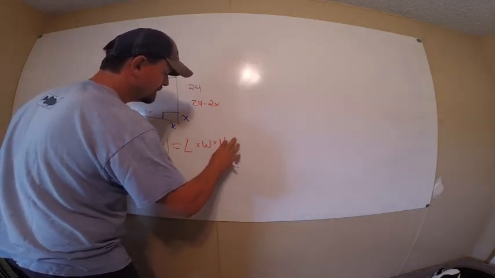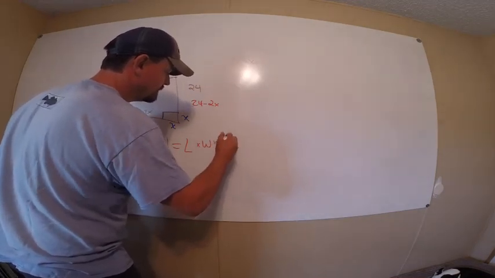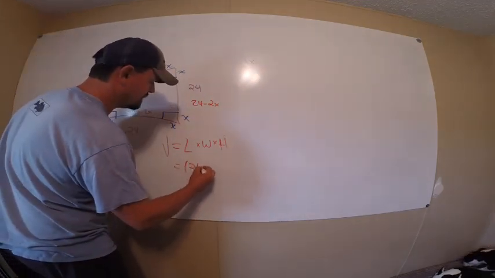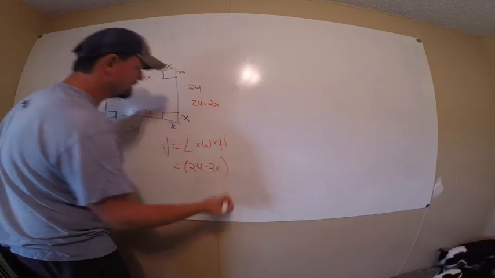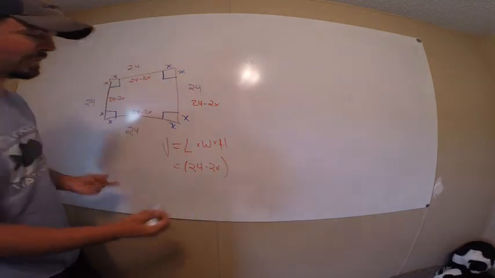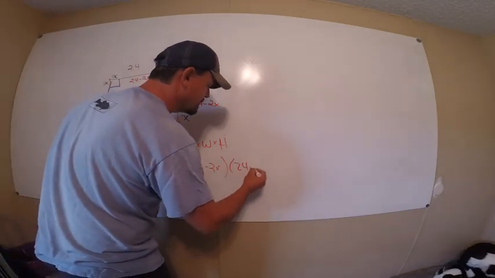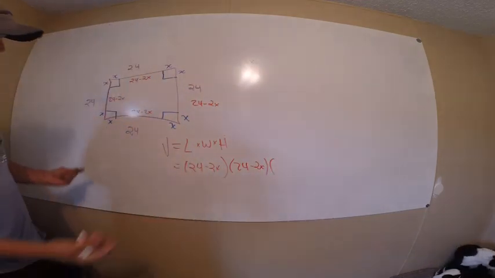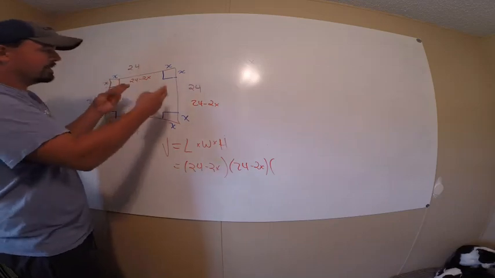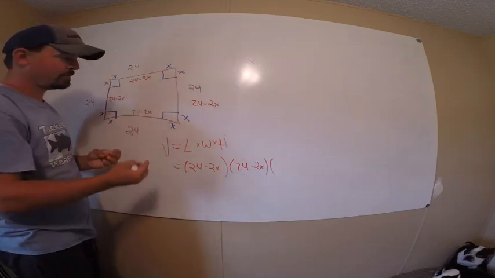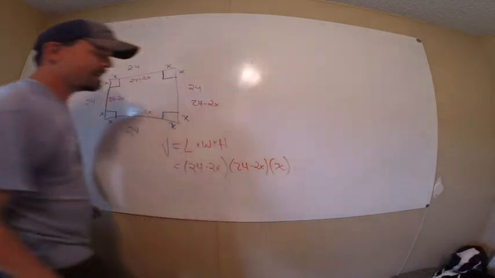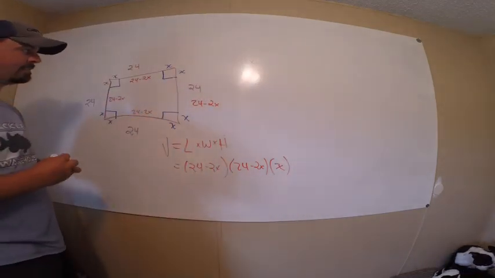Oops. Write my h correctly. And what you get is 24 minus 2x for your length. Your width is on this side. It's the same thing, 24 minus 2x. Now the height is what really kind of messes with people. When I fold this up, so if I take this piece and fold it up, it's only going to be a height of x. So x is your height. And that's how they get that formula.